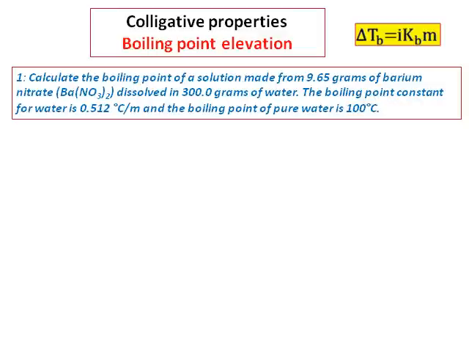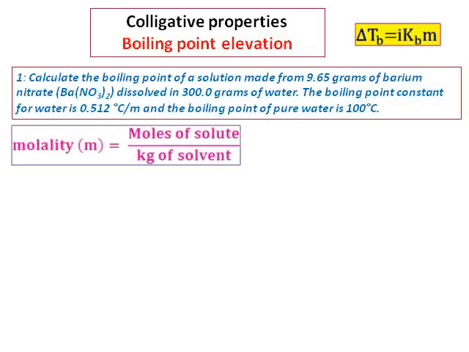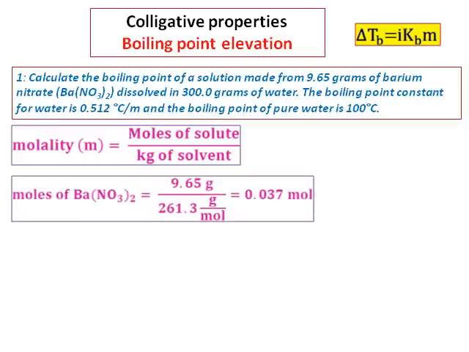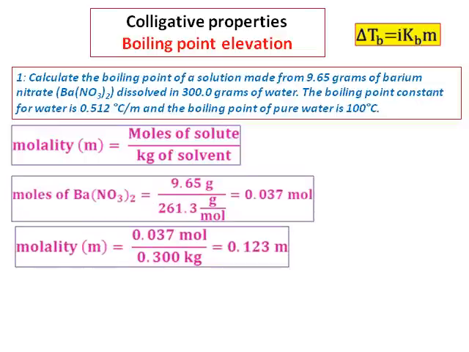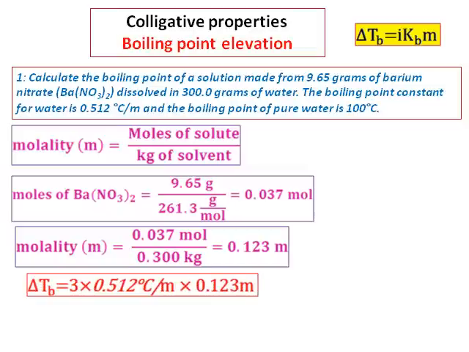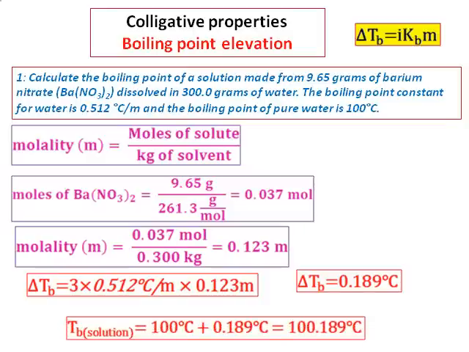So in order to calculate the boiling point elevation delta Tb, I need to get the molality, and here the mass of the solute is given. From the mass of the solute, calculate the moles, and from the moles, calculate the molality. So now we will use that formula and then calculate the boiling point elevation. I, the van't Hoff factor for barium nitrate, will be equal to 3 because it will produce 3 ions, barium and 2 nitrate. And substituting all the values in the equation, we get the boiling point elevation as 0.189. Therefore, the boiling point of the solution will be 100 plus this, it is 100.189.